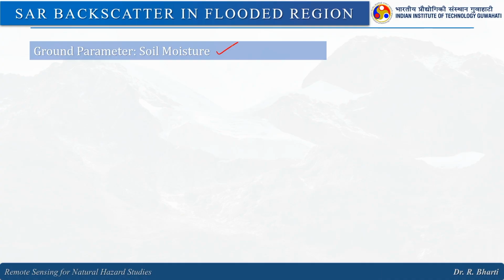Hello everyone, welcome back to part 2 of lecture 17. So, we were discussing the different parameters that influence or hinder the utilization of microwave remote sensing data in flood studies. So, let us continue that. Let us talk about the soil moisture.